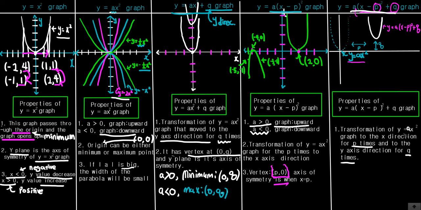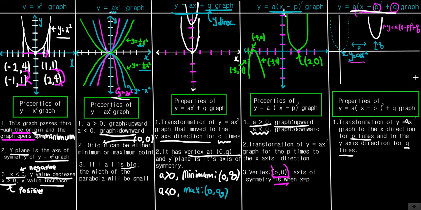And let's think about the second property of this function. The second property of the y is equal to a times x minus p squared plus q graph is that it has a vertex of p comma q, and x is equal to p is the axis of symmetry of this function.